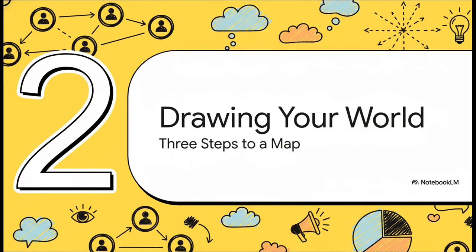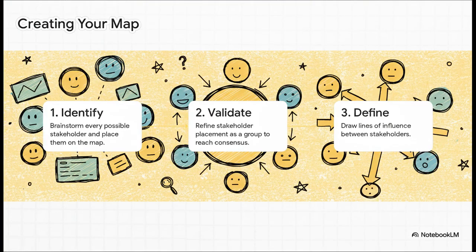Okay, so you get the structure, right? You've got these 4 regions, but how do you actually go about creating one of these maps for your own work? Well, the good news is it's a pretty straightforward 3-step process. First, you just identify everybody, and I mean everybody you can think of. Then, you validate the map with your team. You argue, you discuss, and you figure out which circle each person or group belongs in. And finally, and this is the most important part, you start to define the relationships. You literally draw lines to show who influences who.